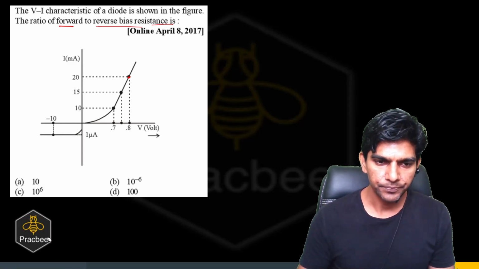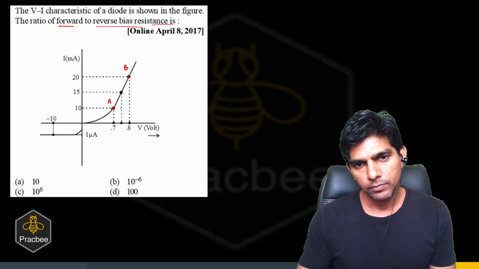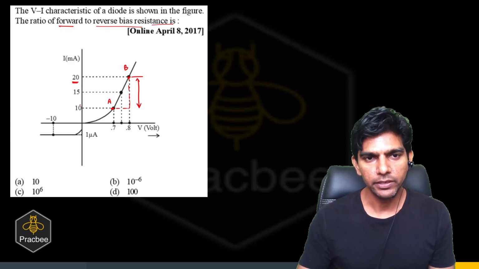So let us take this point as A and this point as B. Now find the change in the current from A to B. So it will be 20 minus 10, so it will be 10 milliampere.